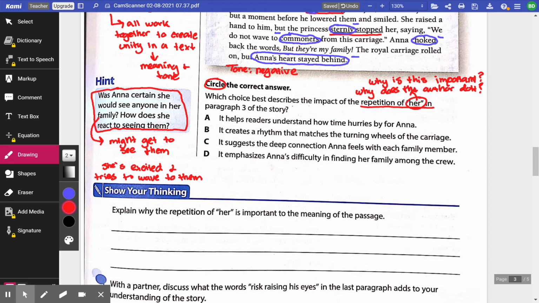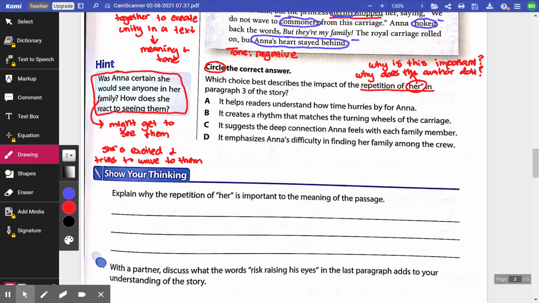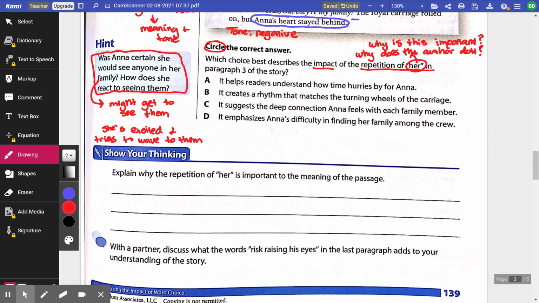All right, guys. So I'm assuming that you are back. You have checked your answer. So let's go ahead and work through it. Our question was, which choice best describes the impact of the repetition of "her" in paragraph 3 of the story? So let's work this out answer choice by answer choice.